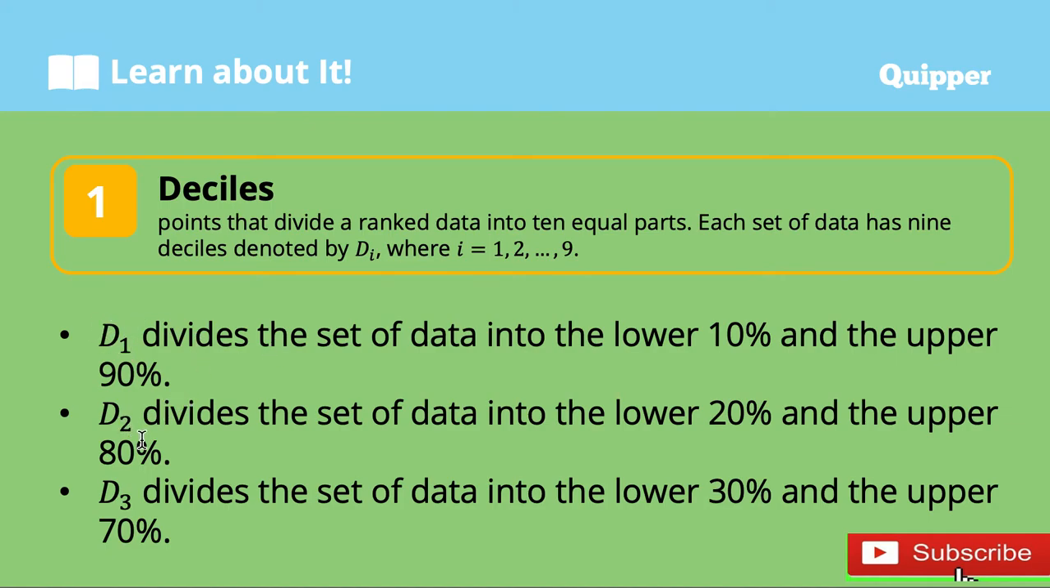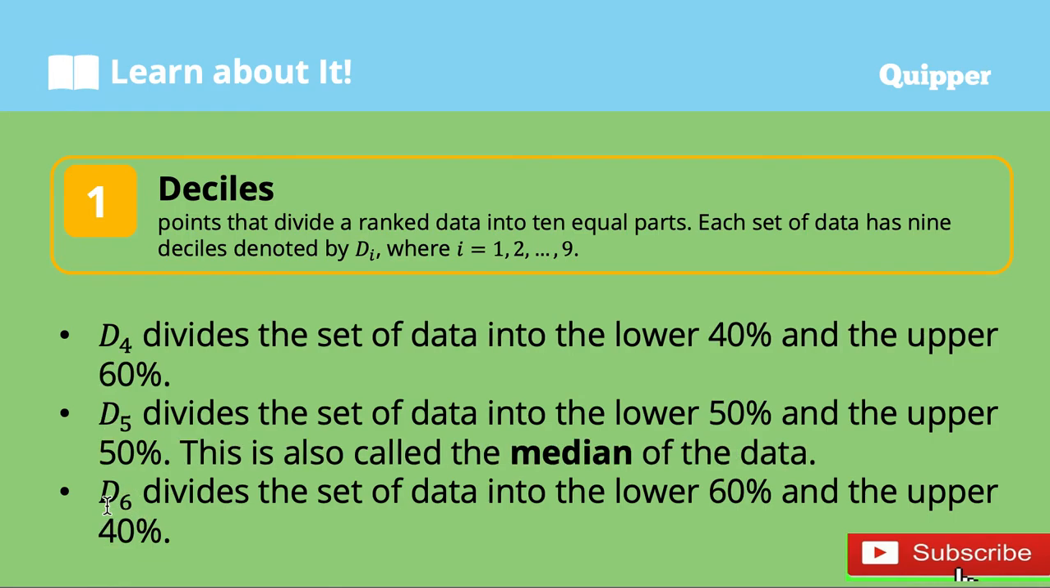Next, we have the second decile, third decile, fourth decile, and fifth decile. This fifth decile divides the set of data into the lower 50% and the upper 50%. This is also called the median of the data. This fifth decile is also equal to the second quartile if we will be talking about quartiles.